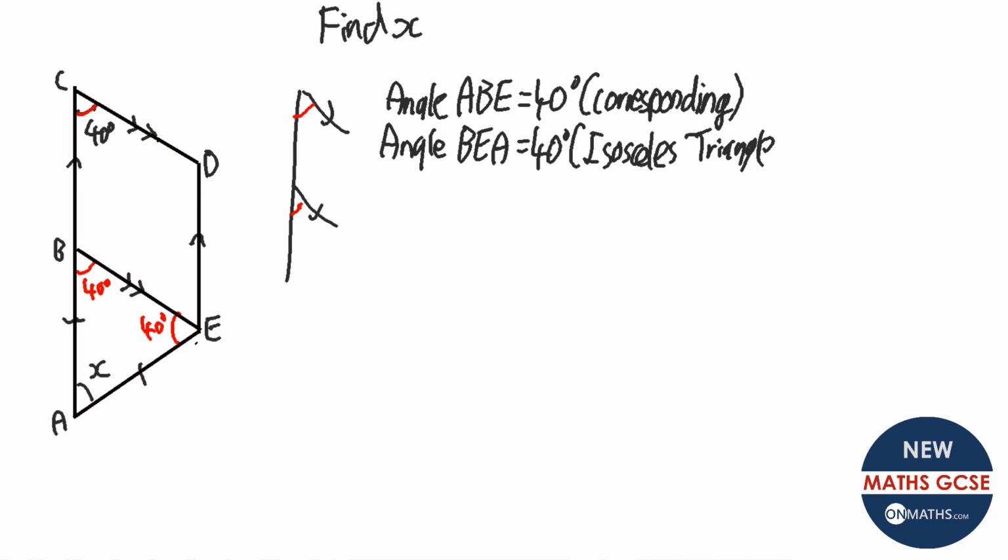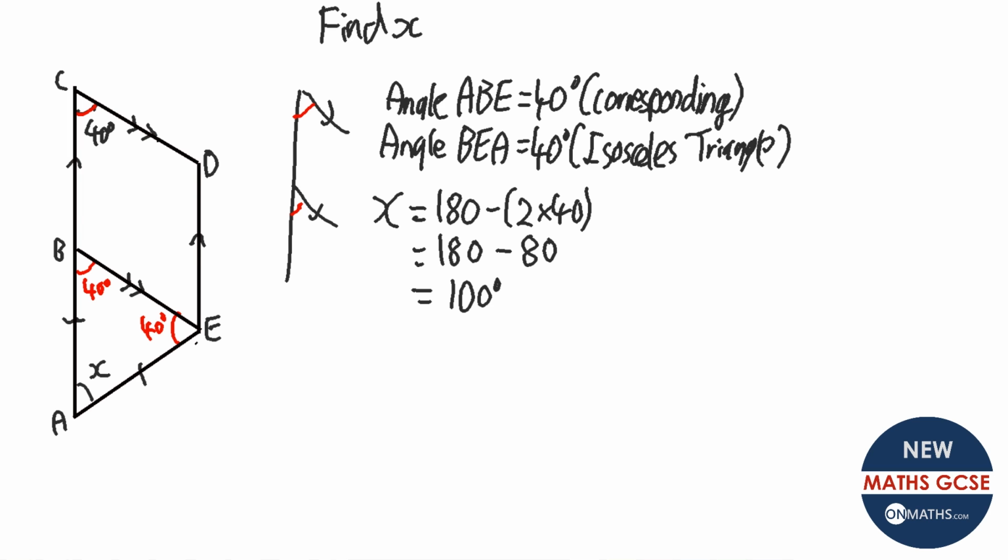Let's just tidy that up. Isosceles triangle. So to find out x, we just need to do 180 take away 2 lots of 40, which is going to be 180 take away 80. Which is going to be 100 degrees. Now we haven't put a reason for that, so just angles in triangle.